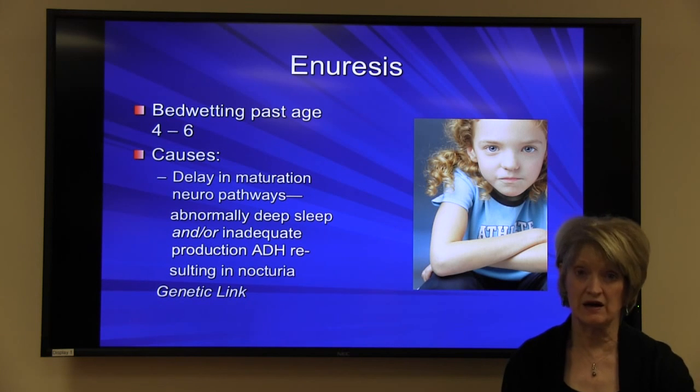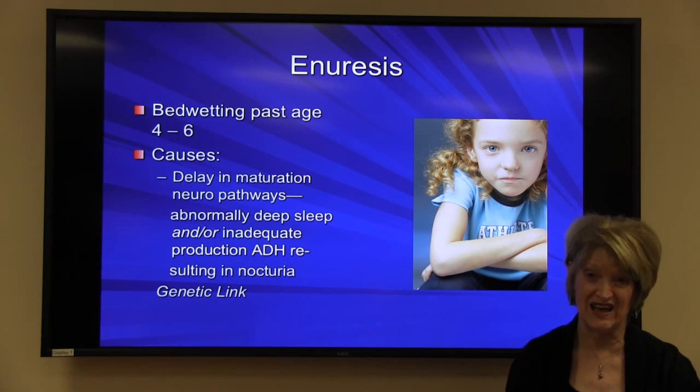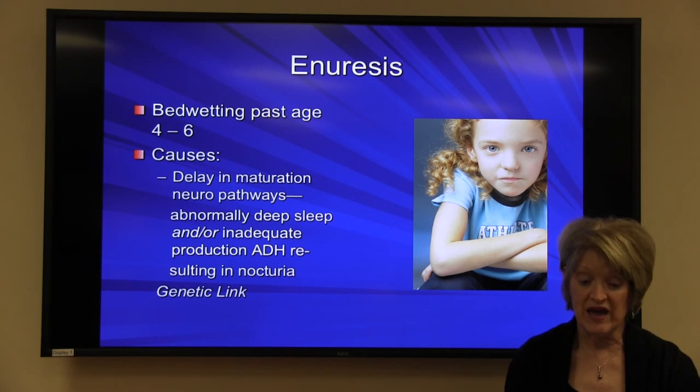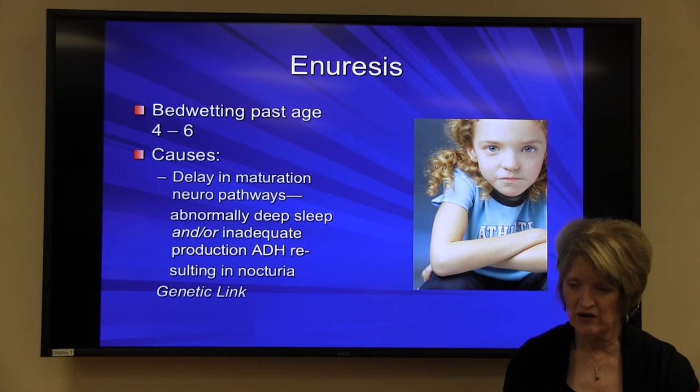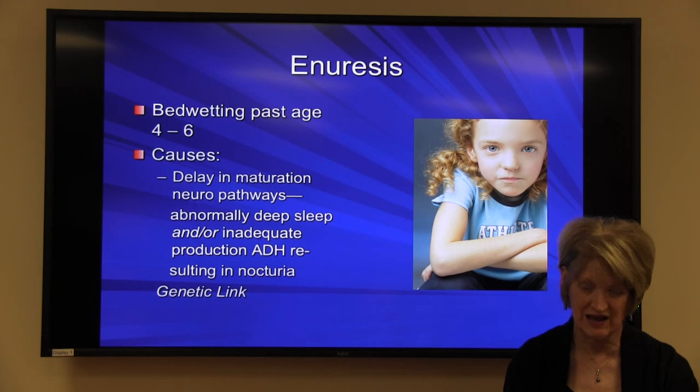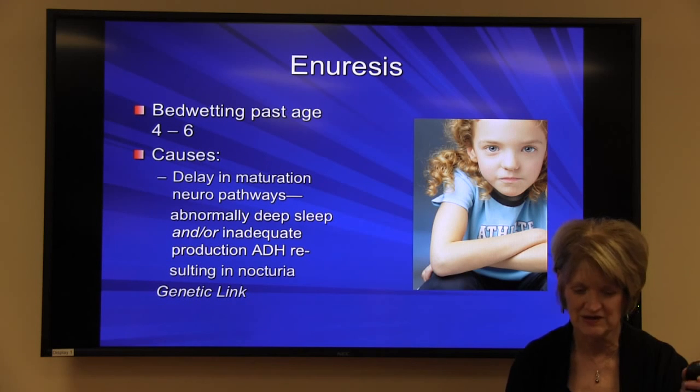There's increasing evidence to support a genetic link, meaning that if your mom or your dad had problems with enuresis, you're much more likely to have problems with enuresis. I can't remember it exactly, but it's something like if one parent had enuresis, you had like a 40% risk, or something. If both parents had enuresis, you had like a 70 to 80% risk of enuresis.